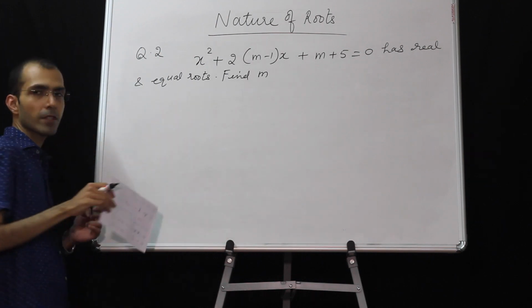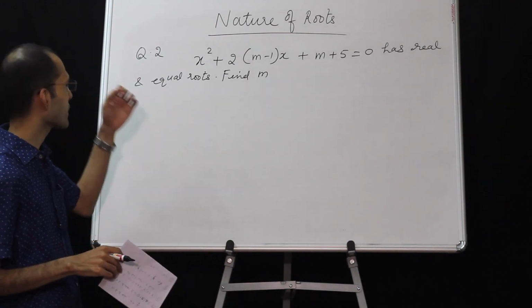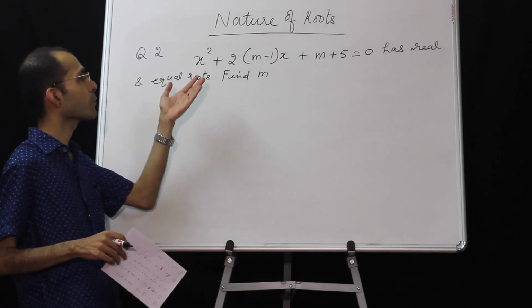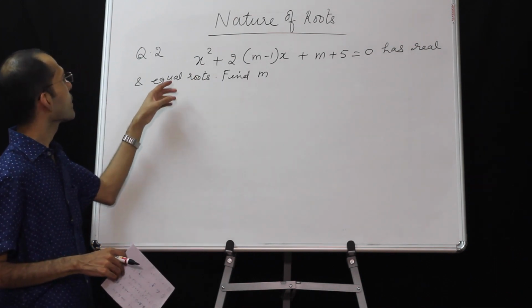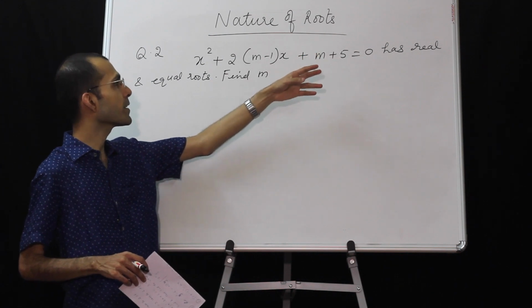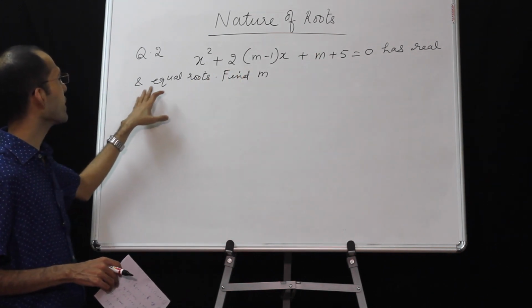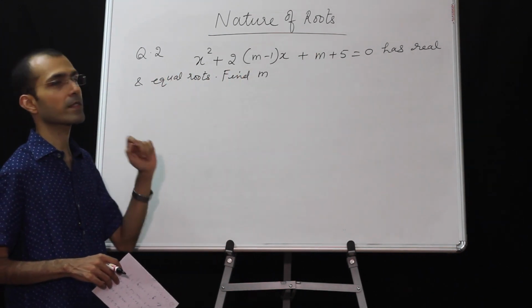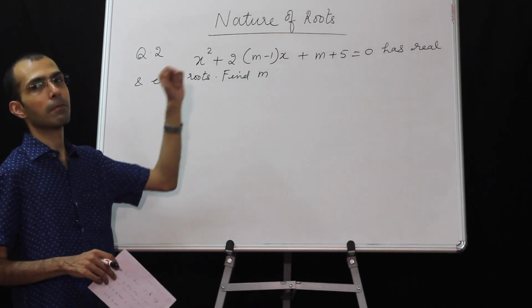This had come in one of the board exams in one of the years. I don't remember, maybe 2012 or 13. Okay. So x square plus twice of m minus 1 into x plus m plus 5 equaling 0 has real and equal roots. Find m.